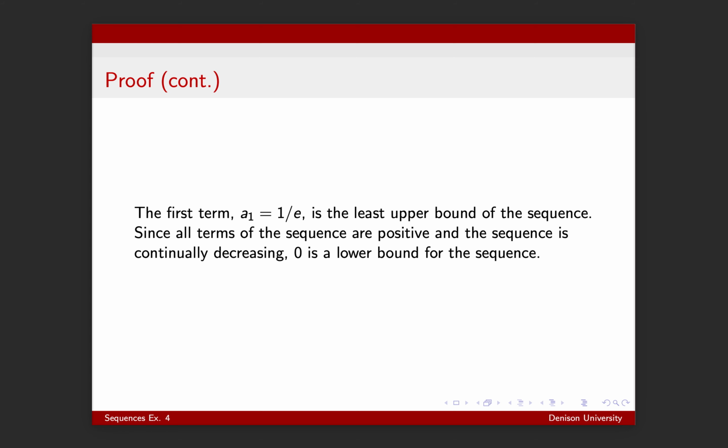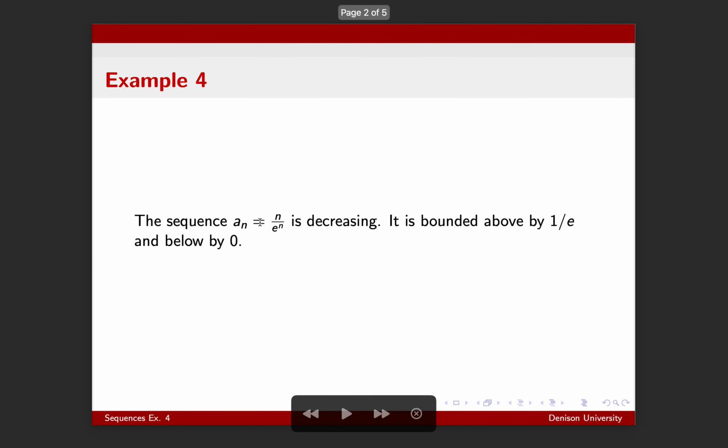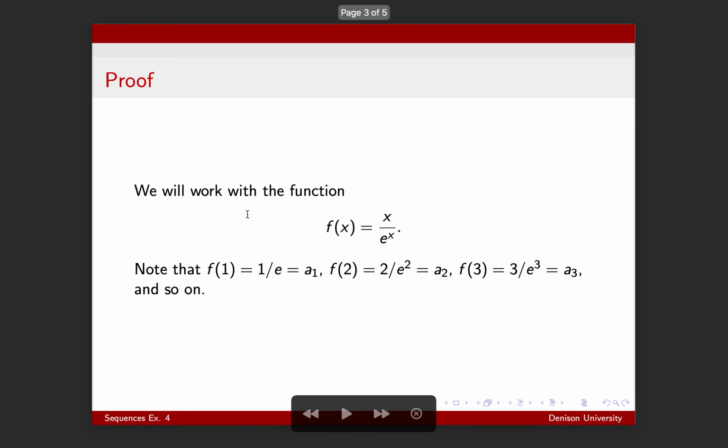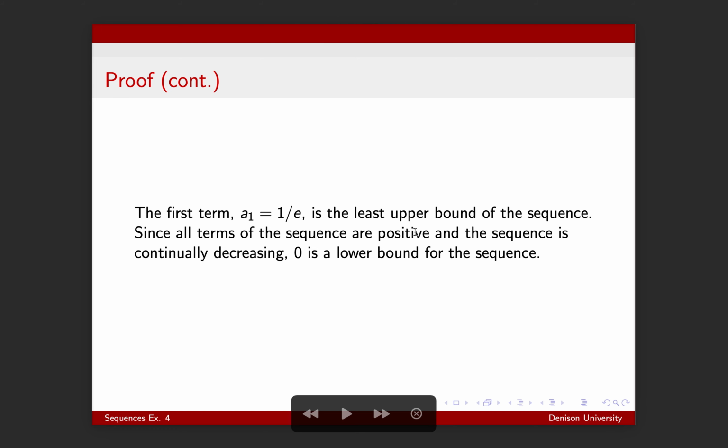And then next, since all the terms in the sequence are positive, and the sequence is continually decreasing, 0 is a lower bound for the sequence. And we can also check that all the terms in the sequence are positive by looking here. e to the n is going to be positive for n greater than or equal to 1, and n is also going to be positive for n greater than or equal to 1. So the sequence will always be positive and decreasing. So yes, that explains why 0 is the lower bound for the sequence.